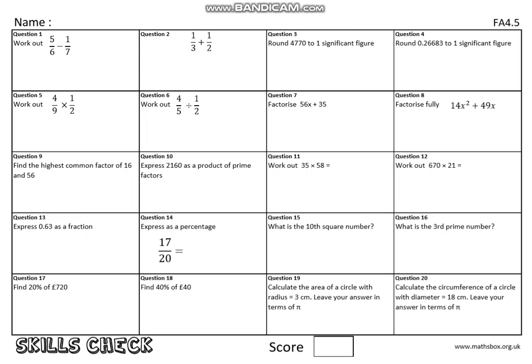So please make sure you mark your questions as you go along, and correct any that you didn't quite get correct. Okay, so we're going to start with number 1, which is nice and simple.